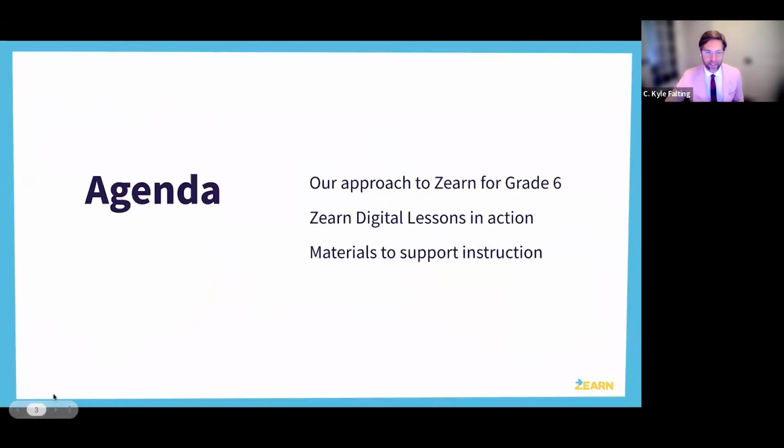We're going to cover three things in our session today. First, I'll provide a bit of background on our approach to grade 6 and middle school math learning. We'll then dive right into a digital lesson to explore how Zearn can help reinforce and deepen the learning students are doing with you, their teacher.